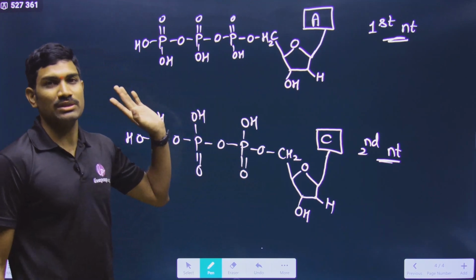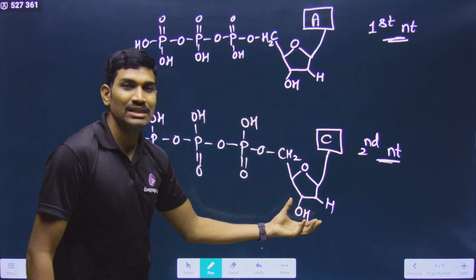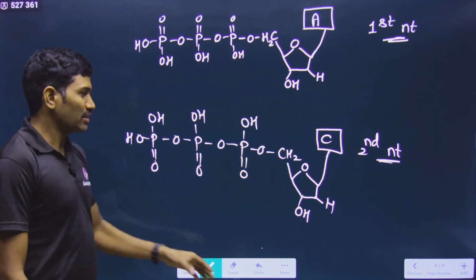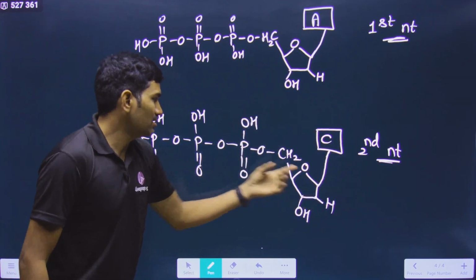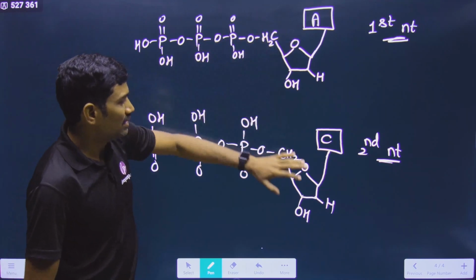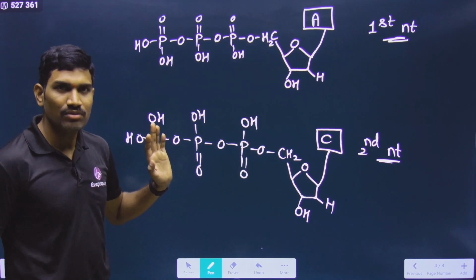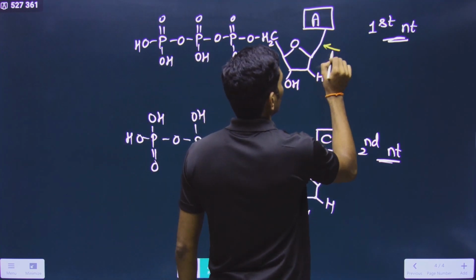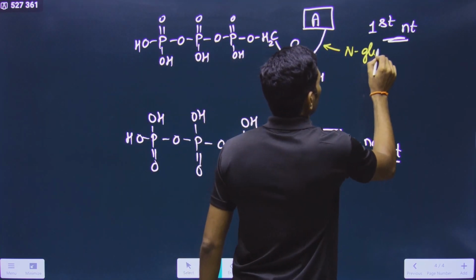Here also three phosphates are present. Cytosine plus deoxyribose is called deoxycytidine plus three phosphates, deoxycytidine triphosphate. This is the name of the molecule. So this is one nucleotide, this is another nucleotide. Yes or no? Now let us see. Already in the previous lecture we studied what this bond is. This bond is the N-glycosidic bond.